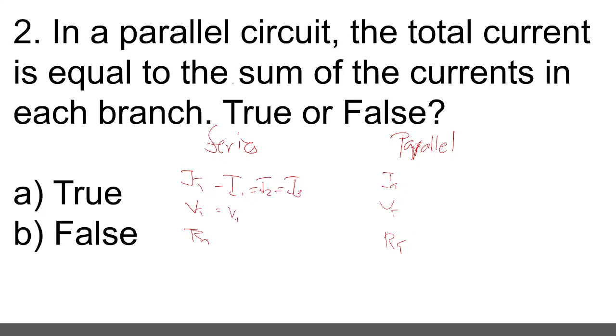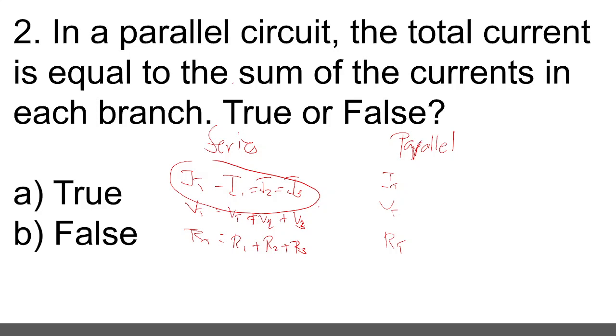This one naman is VT is equal to V1 plus V2 plus V3. Okay? So, this one naman is RT is equal to R1 plus R2 plus R3. So lang yung tatandaan nyo dyan, pag series, ito lang una yung pare-parehas. The rest are all addition.